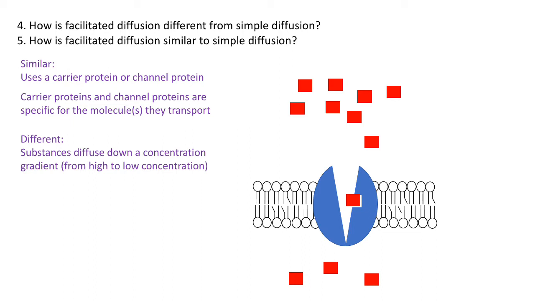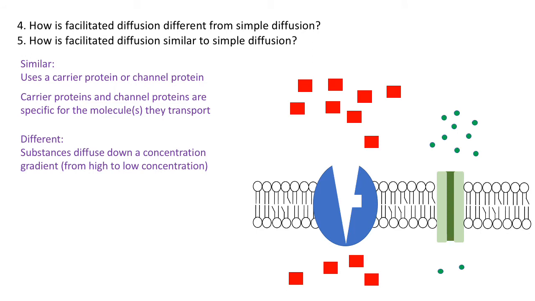That causes a change in shape of the protein, and so the molecule can move into the other side of the membrane. And then because it's moved out of the binding site, the protein changes shape back again so it can transport another molecule. In the case of a channel protein, it's almost like a tube through the membrane, but it still is specific for only one type of molecule. So in this case, let's say they're ions, they can just diffuse through that channel protein.